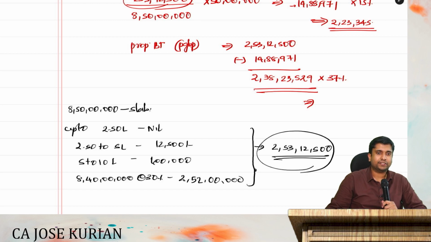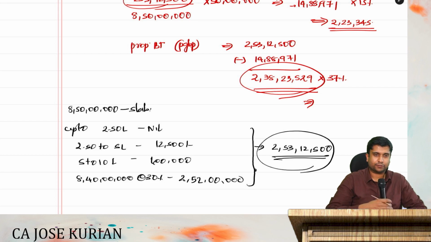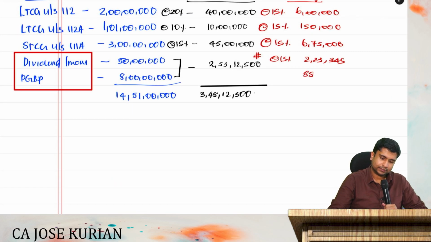How did it become 37? Why is the PGBP income surcharge rate 37%? It is more than 5 crore. No, this is the basic tax liability. Total income was 8 crore. Based on total income only you determine the rate of surcharge. Okay. Tell me how much is the figure coming? 88 lakh 14,706. It's okay.